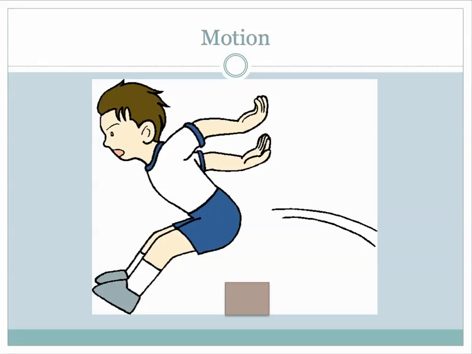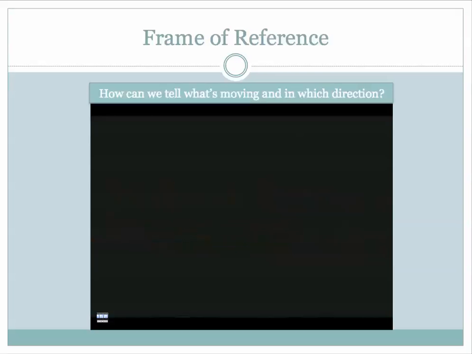Okay, let's get started on our quick review of everything we've learned in science so far. We've started out here learning about motion and how things have moved. The first thing we learned was frame of reference, and this is how we tell something's moved. Frame of reference is all those objects in the background that aren't moving. We use those to tell if something moved.